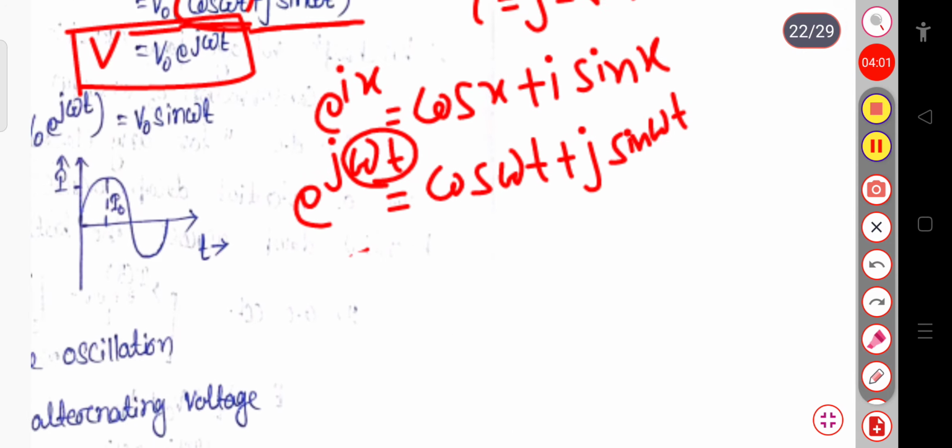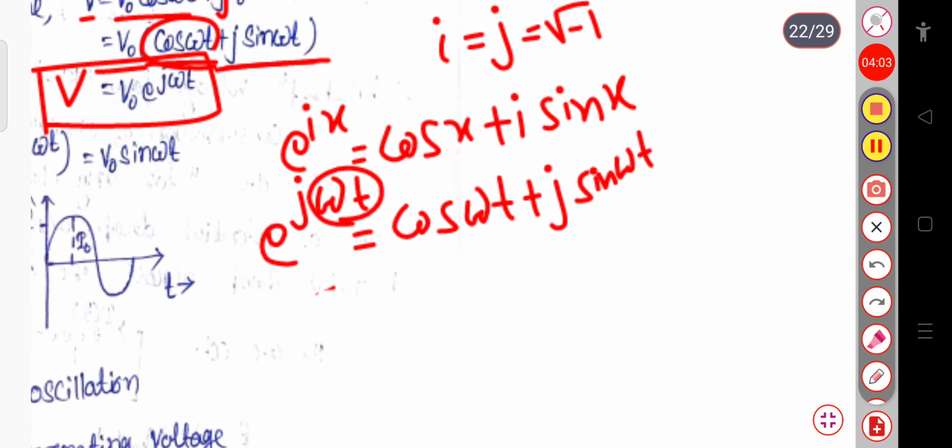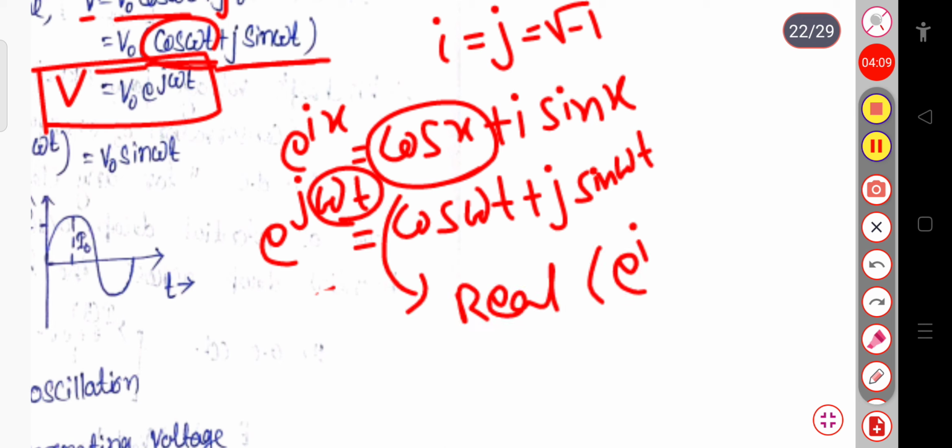So in this complex number, this cosine is represented as the real part of exponential ix, and this sin x is the imaginary part of exponential ix.